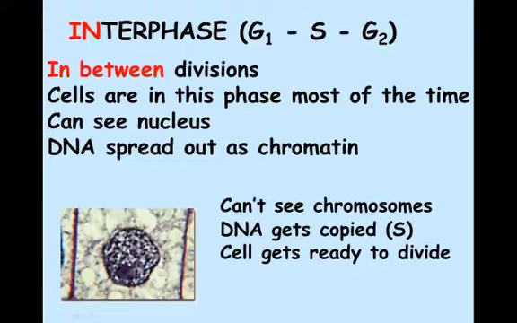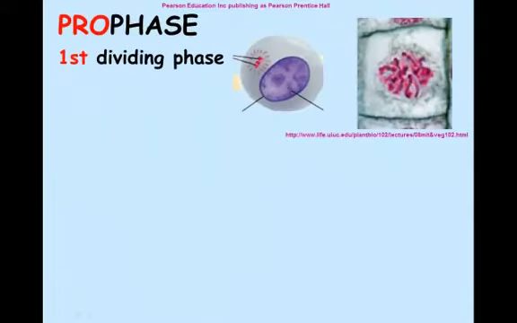Remember, interphase is where the cell makes the decision to divide or not divide. And if we are going on to do cell division, we're going to copy our DNA in S phase and make all those cell parts and molecules we need for the new cell in G2, and then we're going to go into prophase, the first dividing phase.